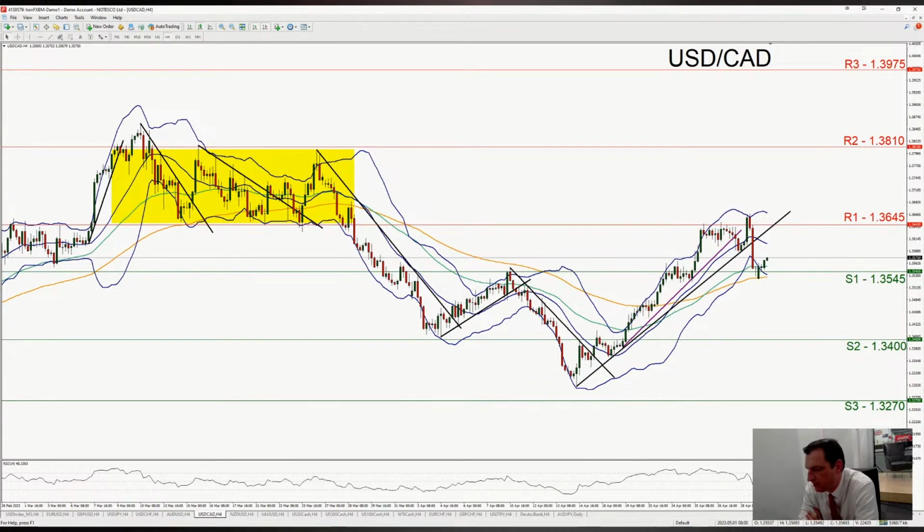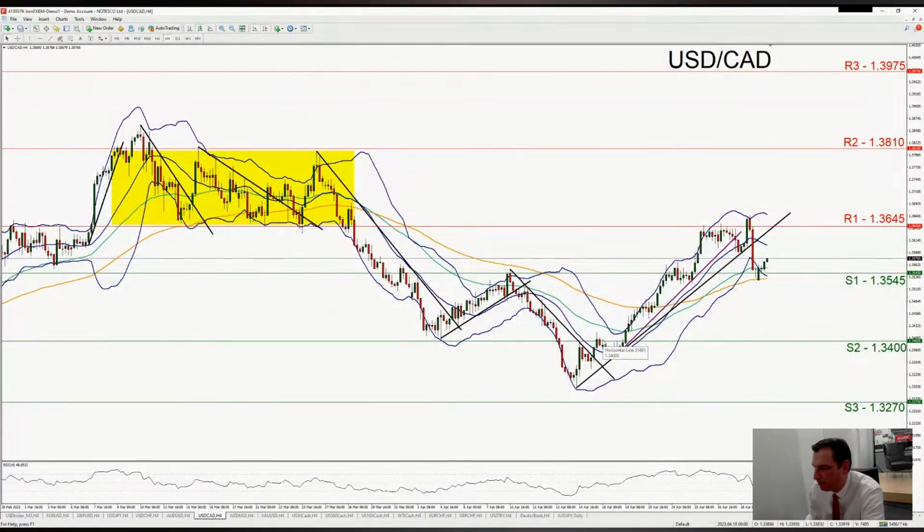Should the bulls take over, we may see the price action rising, breaking the R1 1.3645 and start aiming for the 1.3810. While on the flip side, should the bears be in charge once again, we may see the price action dropping, breaking the S1 1.3545 and start aiming for the 1.34, which provided support here and resistance here.